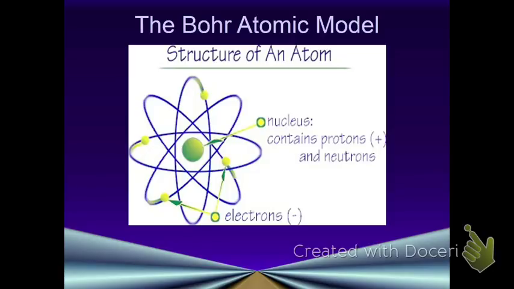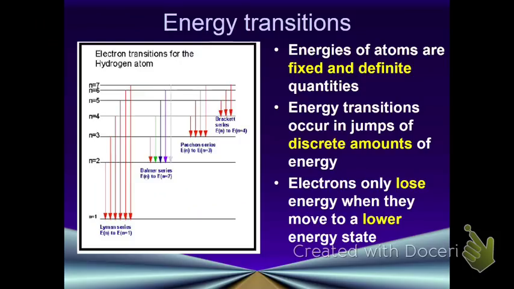This is what we classically draw atoms to look like, the Bohr model. That's what we see everywhere, on nuclear symbols, caution signs and all that. Here are the energy transitions of an atom. They are fixed and definite quantities. In other words, it's not just random. Energy transitions occur in jumps of discrete amounts of energy, and the electrons only lose energy when they're moving to a lower energy state.